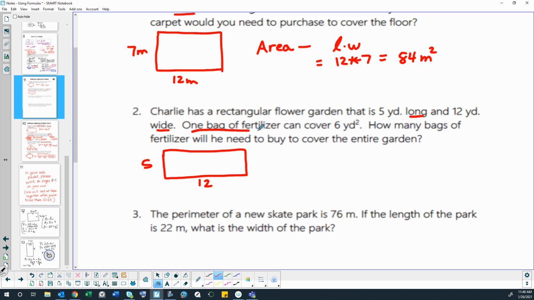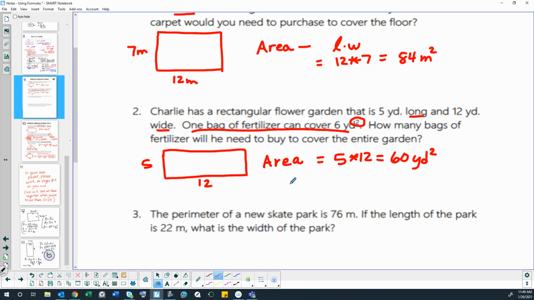One bag of fertilizer can cover 6 square yards. Notice how it's square yards. That would be area, right? How many bags of fertilizer will he need to buy to cover the entire garden? Well, let's go ahead and find the area of the garden, which would be 5 times 12. So that would be 60 square yards.